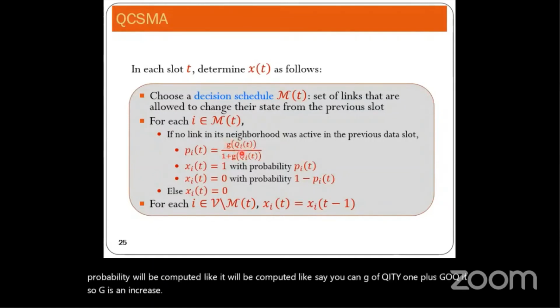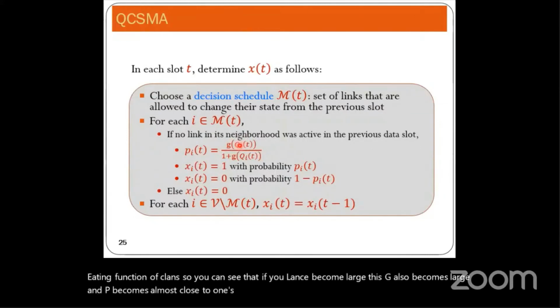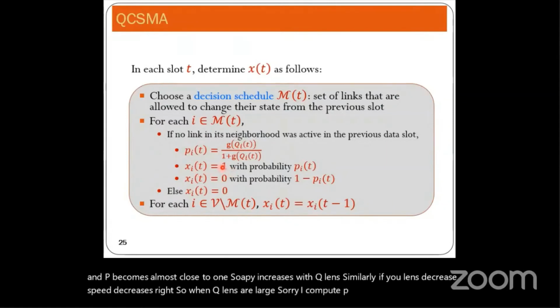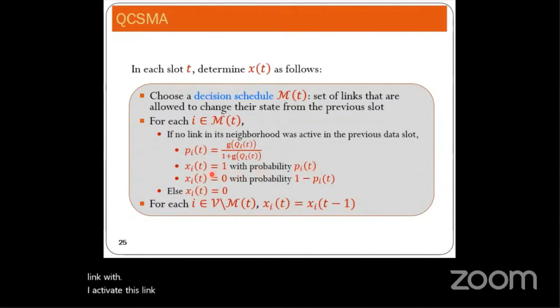So you can see that if q lengths become large, this g also becomes large and p becomes almost close to 1. So p increases with q lengths. Similarly, if q lengths decrease, p decreases, right? So when q lengths are large, I compute pit, and then I activate this link with probability pit, and I do not activate with probability 1 minus pit.